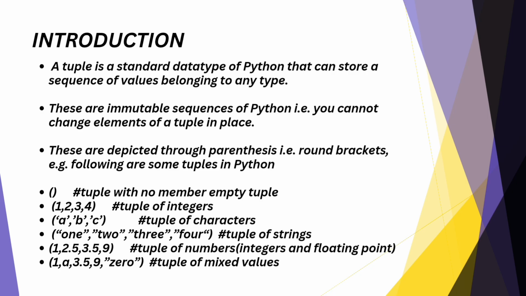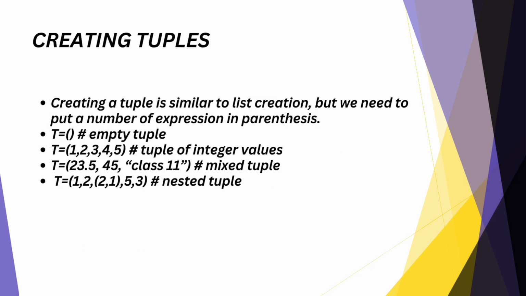Here are some tuples in Python. The first one is a tuple with no member, the empty tuple. It is in round brackets, so this is the empty tuple, no element is inside. Then a tuple of integers 1, 2, 3, 4. A tuple of characters, single characters A, B, C. A tuple of strings, ONE, TWO, 3, 4. And a tuple of numbers, integers and floating point.